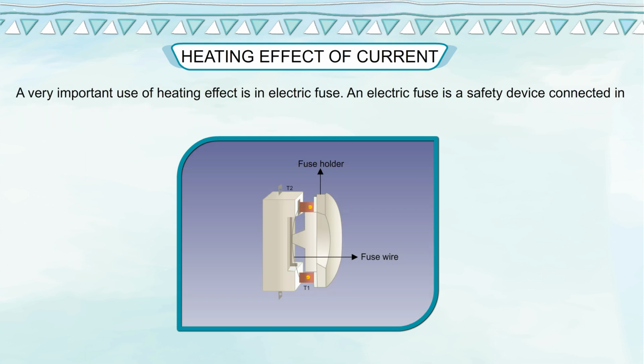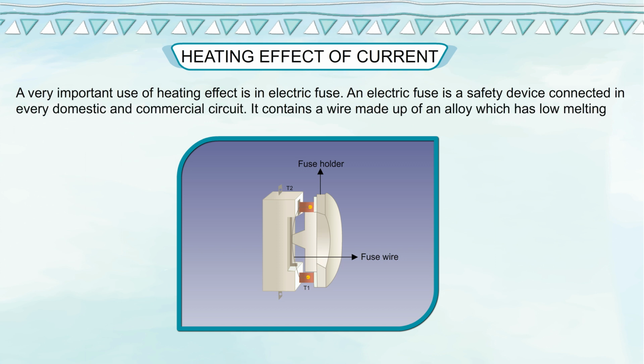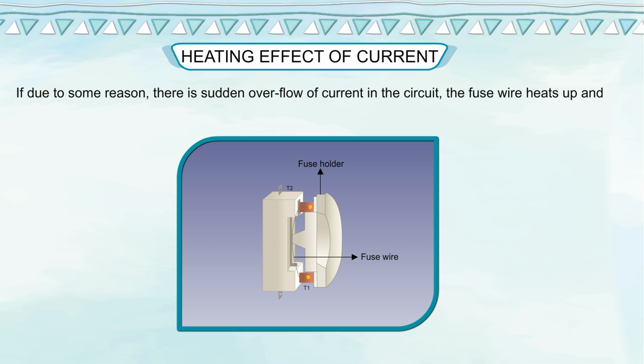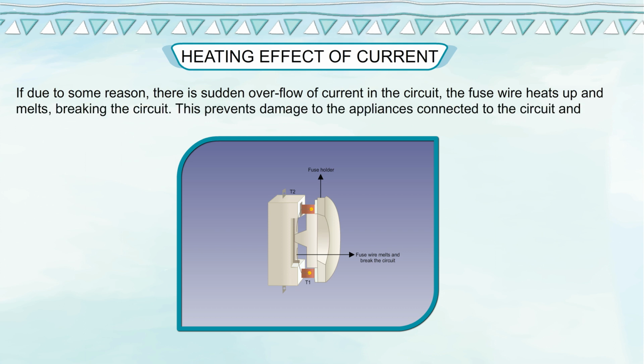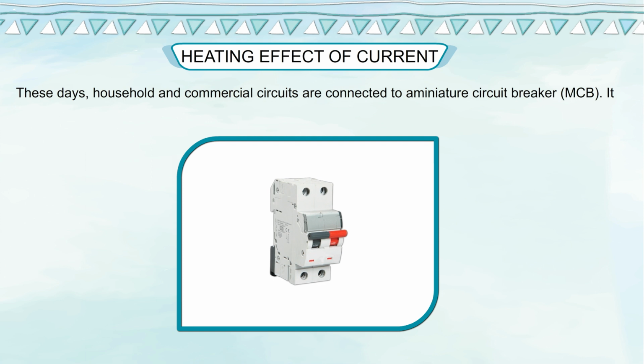A very important use of heating effect is in electric fuse. An electric fuse is a safety device connected in every domestic and commercial circuit. It contains a wire made up of an alloy which has a low melting point. If due to some reason there is a sudden overflow of current in the circuit, the fuse wire heats up and melts, breaking the circuit. This prevents damage to the appliances connected to the circuit and prevents a fire due to short circuit. These days, household and commercial circuits are connected to a miniature circuit breaker, MCB.